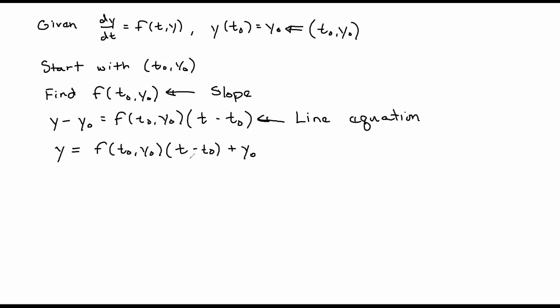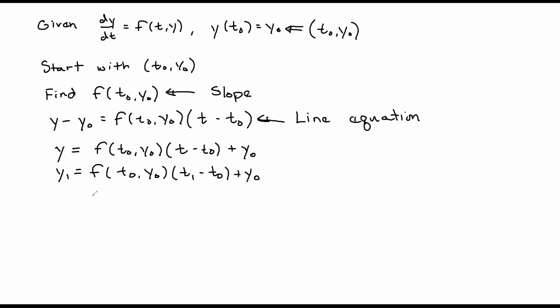And what we want to do is plug in the t value where the next slope calculation we want to do is. So we're going to say y1 equals f of t naught comma y naught times t1 minus t naught plus y naught.